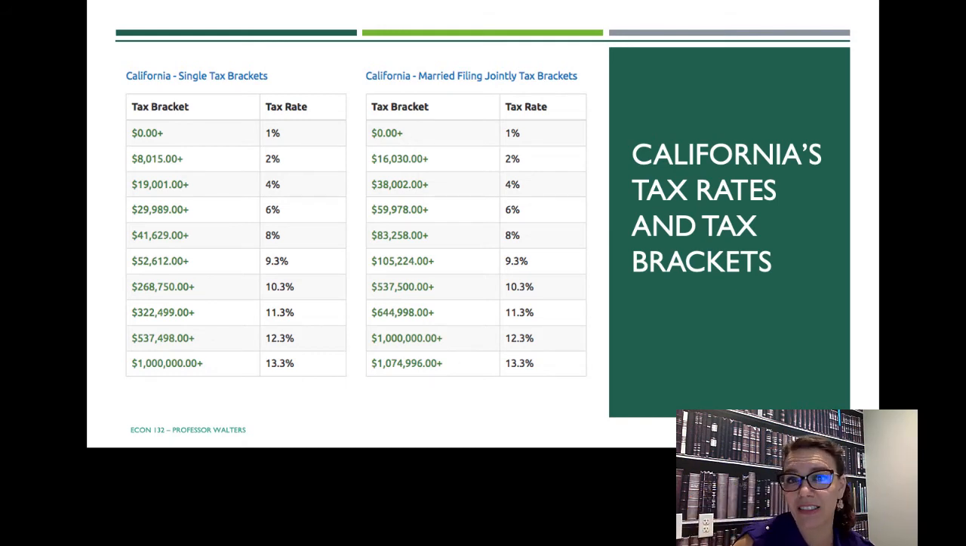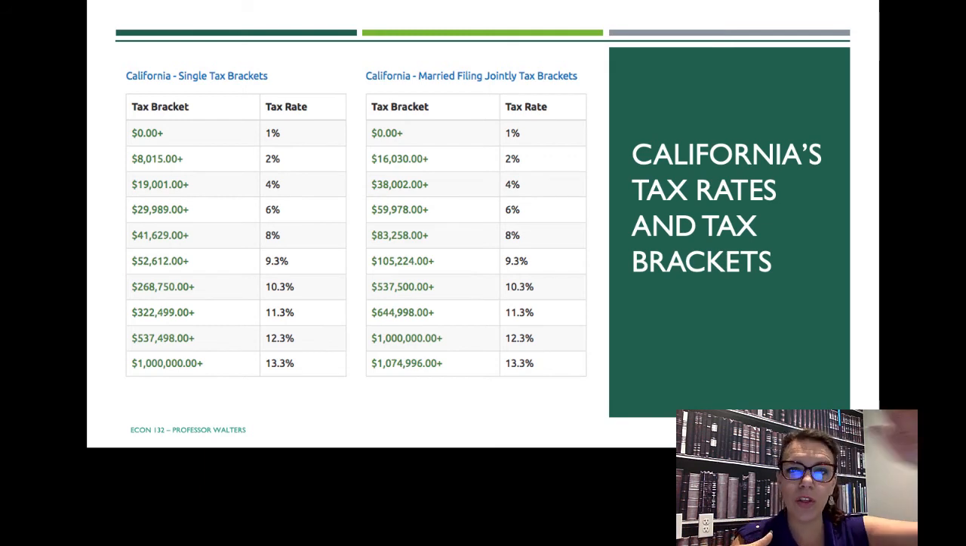The IRS hasn't really kept up with modern times. So let's look at the single tax bracket. If you're a single individual in California, up to $8,014.99, it's taxed at 1%. So you only have to pay taxes of 1% on the first $8,014.99 that you earn. Once you hit $8,015, it becomes taxed at a 2% rate.